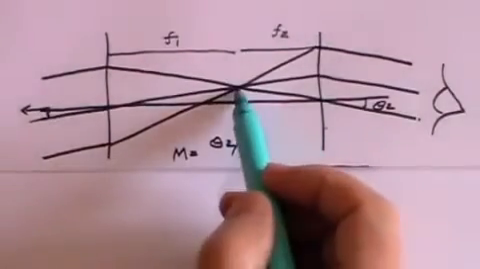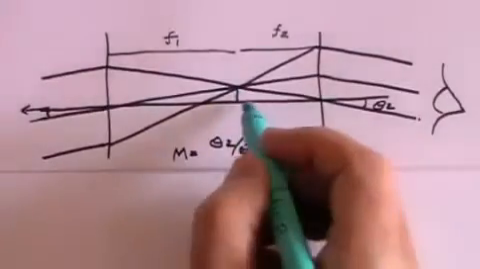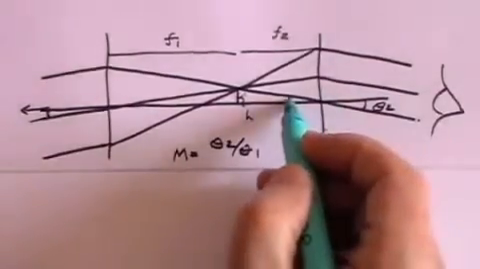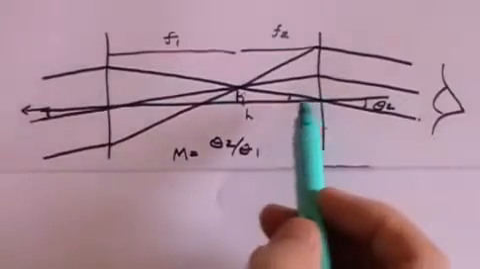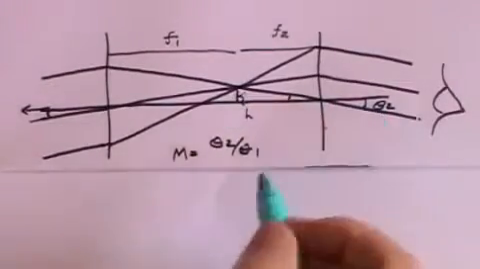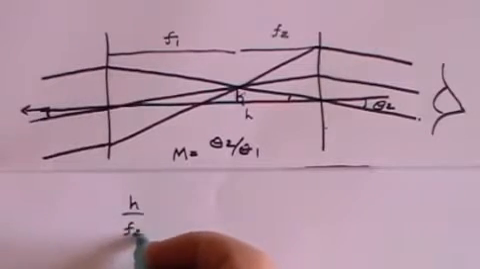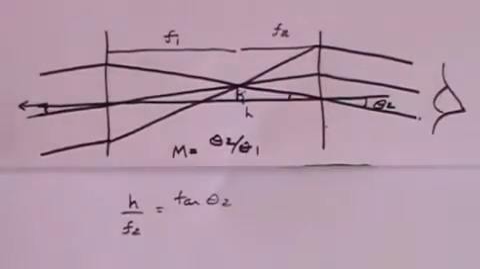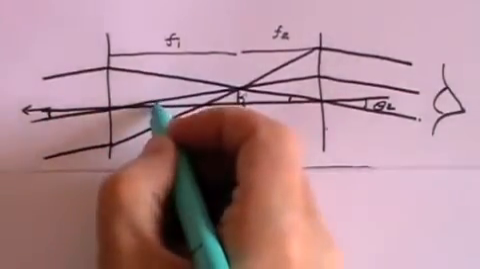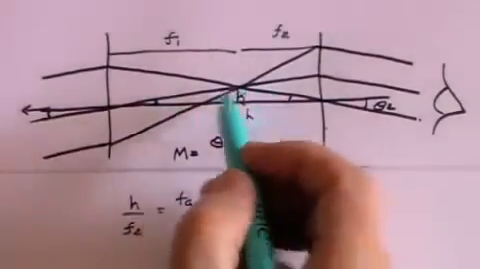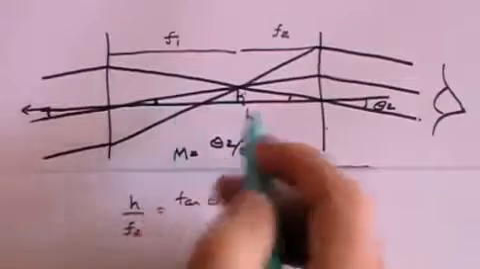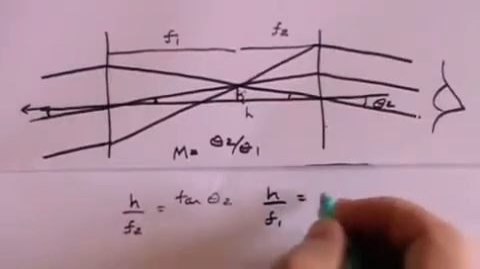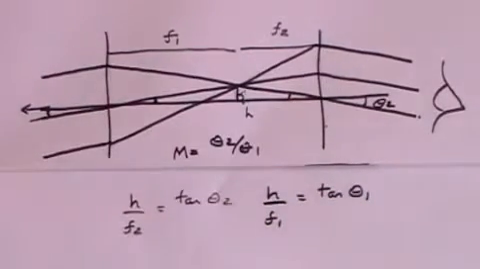Now I want you to consider, let's suppose that the height of that image at this point, we'll just call that h. And we'll look at that angle there. That angle, of course, is the same as that angle, which is theta 2. So h over f2 is equal to the tangent of theta 2. This is theta 1, and therefore so is that theta 1. And the tangent of this angle is h divided by f1. So h divided by f1 is the tangent of theta 1.